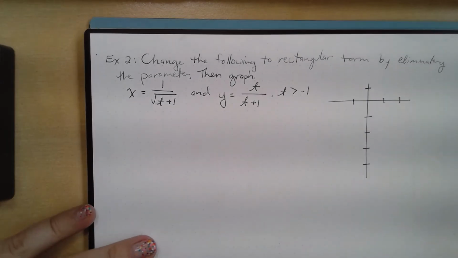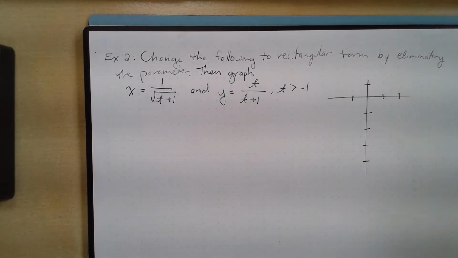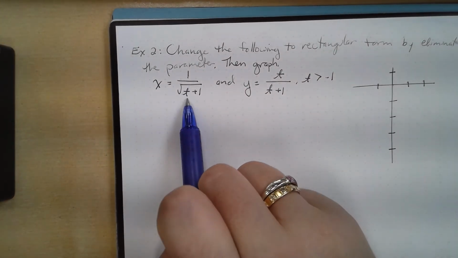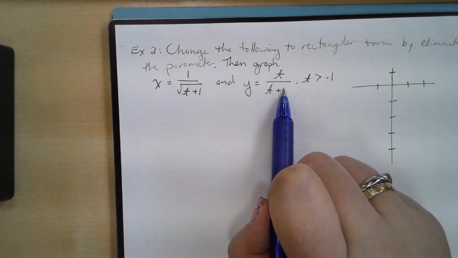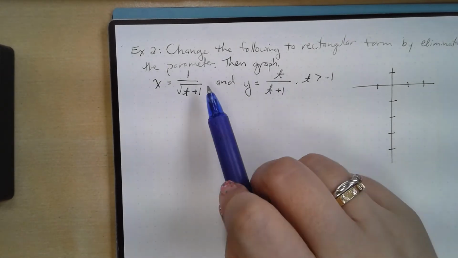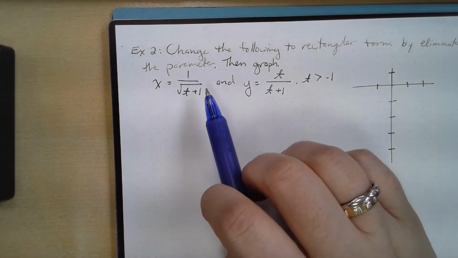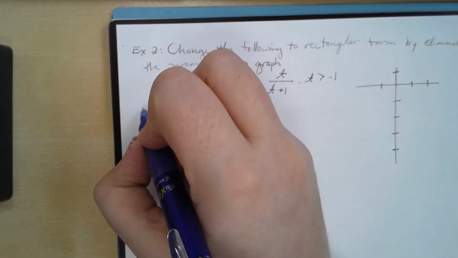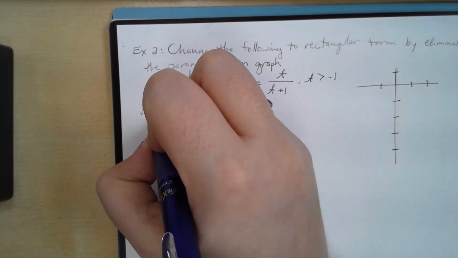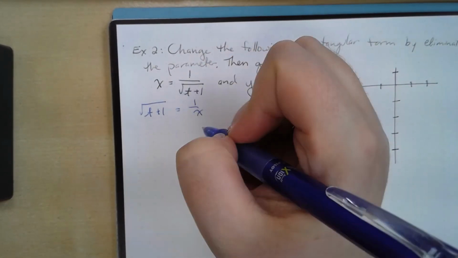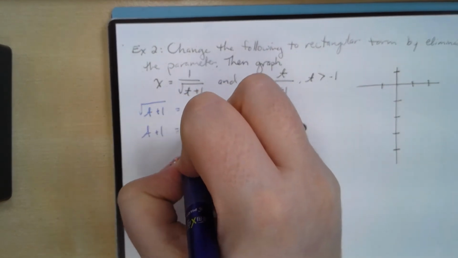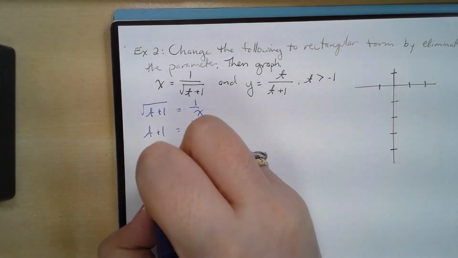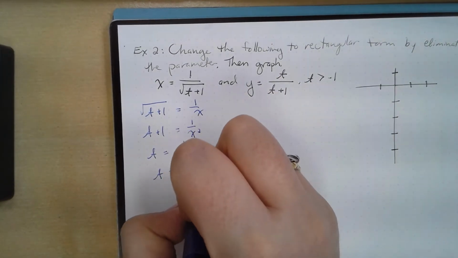So, change the following to rectangular form by eliminating the parameter, then graphing. Okay, that sounds a lot more complicated than it really is. So if we have x equals 1 over radical t plus 1 and y equals t over t plus 1, well, I'm going to rewrite this so that I can get x in terms of t and then do some substitution here, right? So radical t plus 1 is going to be equal to 1 over x, right? So t plus 1 is equal to 1 over x squared. So t is going to equal 1 over x squared minus 1, and ultimately t would equal 1 minus x squared over x squared. Cool.